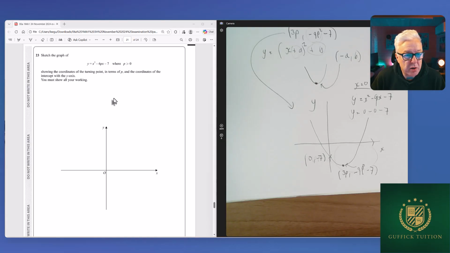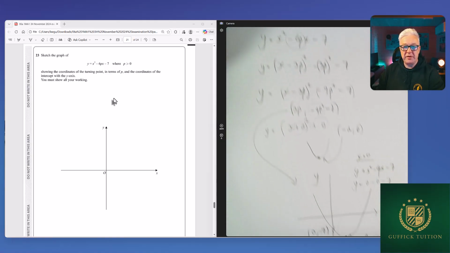It says showing the coordinates of the turning point in terms of p and the coordinates of the intercept with the y-axis. You must show all your working. Yeah, that's that one done. Perfect. A little bit of an unusual question there. I hope you found that helpful.